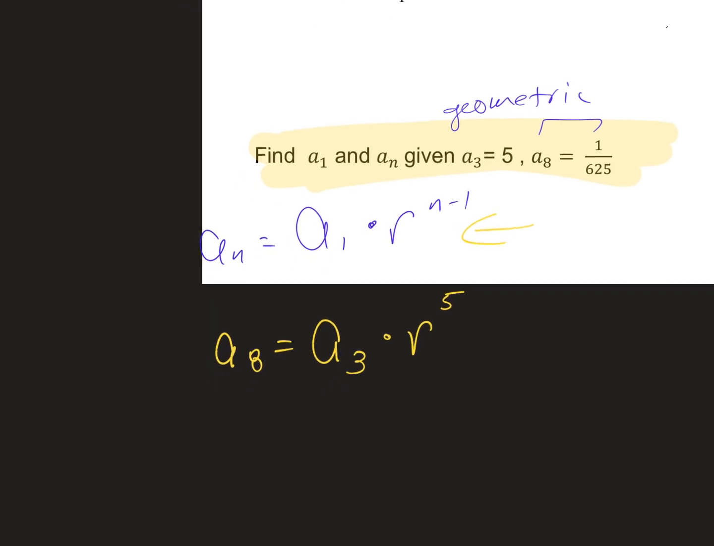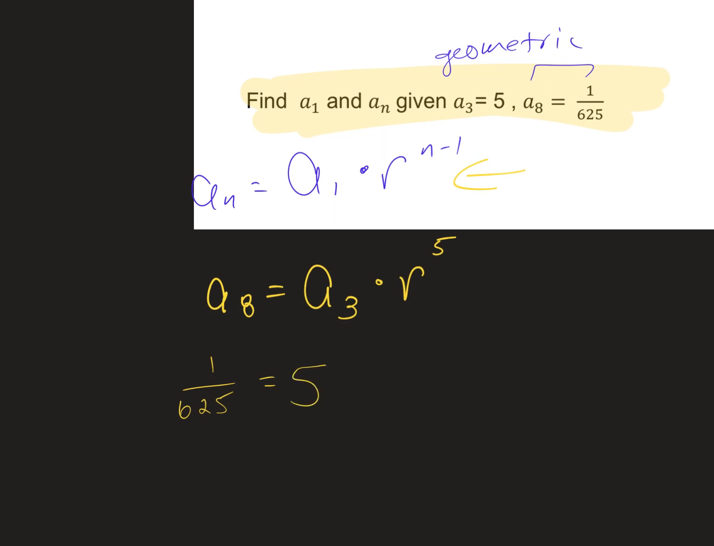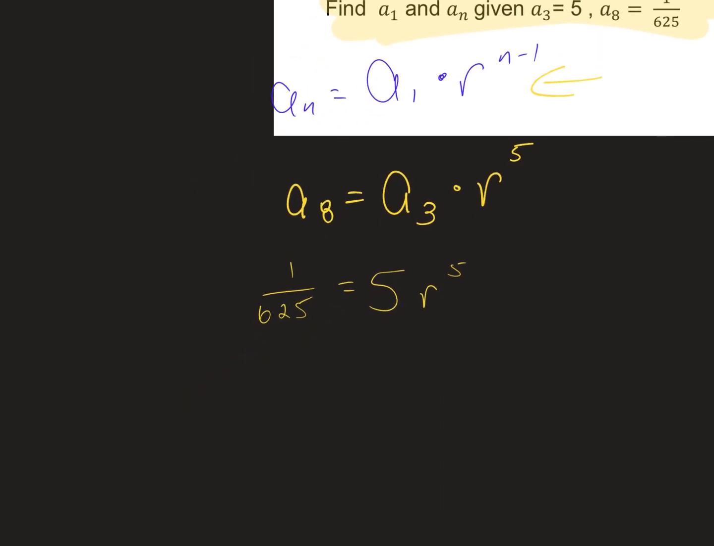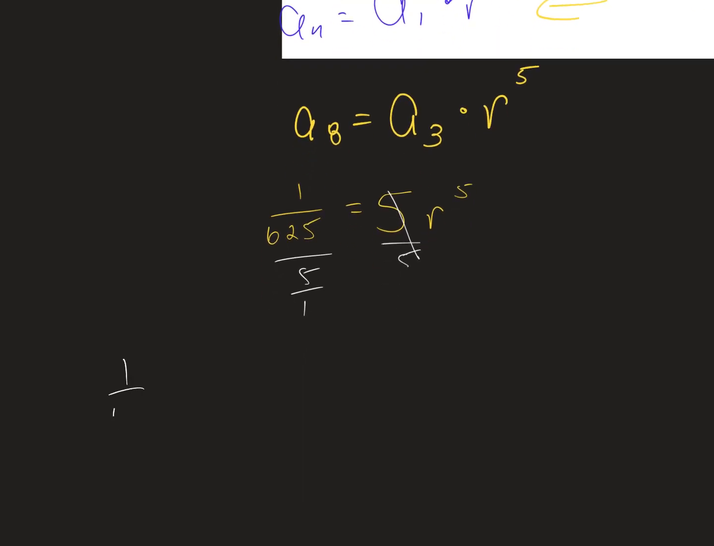So now I say, okay, I have 1 over 625 equals 5 times r to the 5th power. How do I get r all by itself? Divide both sides by 5 over 1, right? You guys agree? So I have 1 over 625 times 1/5. What's 625 times 5? One more time, Ava, I'm sorry. 3,125? Okay, so I have 1 over 3,125.